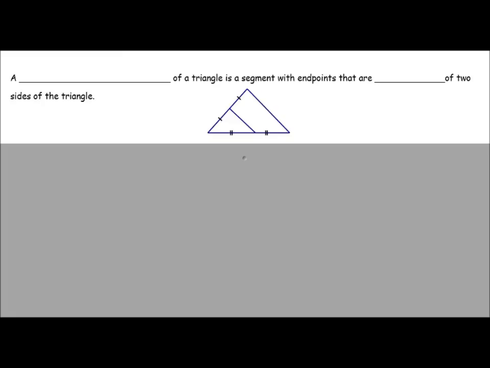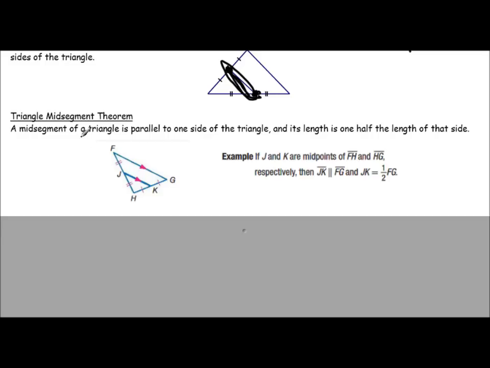Okay, and here's another definition to add to your word bank. It's called a midsegment. A midsegment of a triangle is a segment with endpoints that are the midpoints of 2 sides of the triangle. So we see that this is the midpoint of this segment, and this is the midpoint of this segment. So that makes this guy right here the midsegment. And the midsegment of a triangle is going to be parallel to one side of the triangle, and the length of this smaller segment is half of the length of the bigger segment.